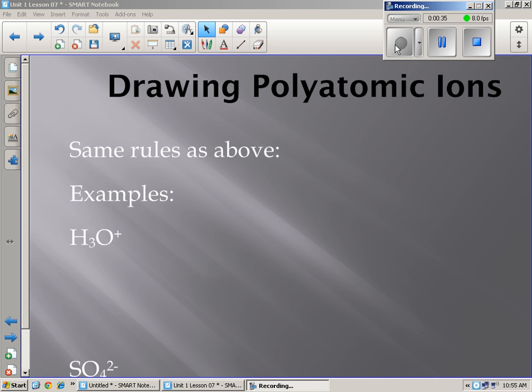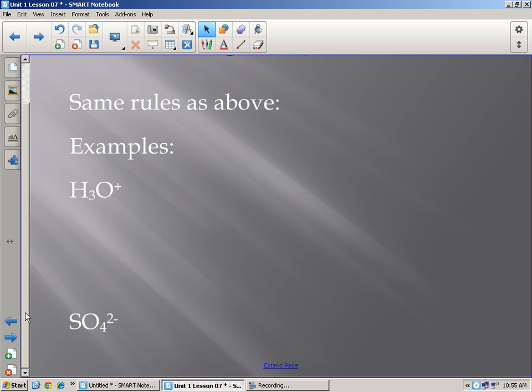H3O plus, for example. We're going to start by determining, if you look at the first rule here, the total number of valence electrons in all the atoms of the molecule. So we're going to look for all the valence electrons in this molecule, and then we're going to add or subtract those extra electrons associated with the charge.